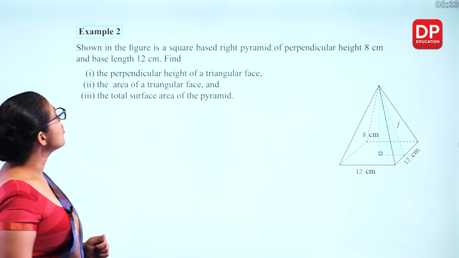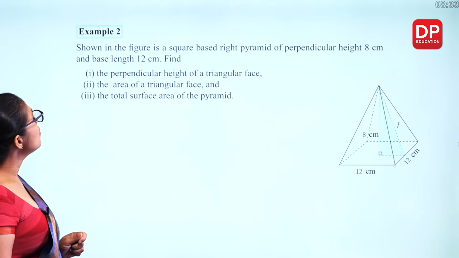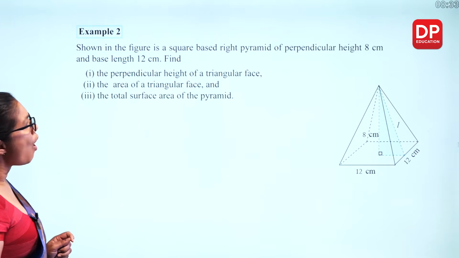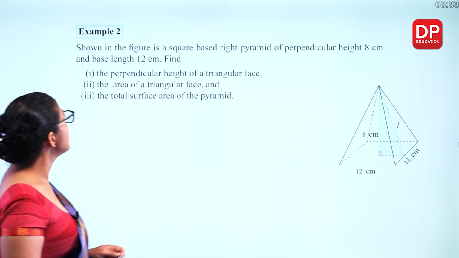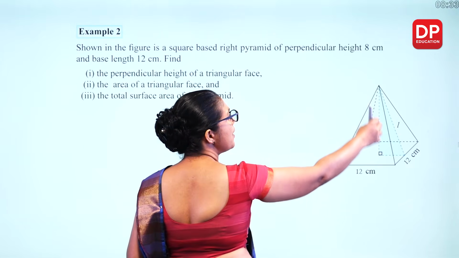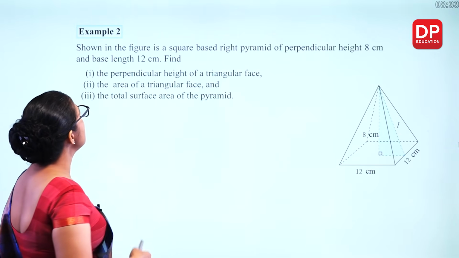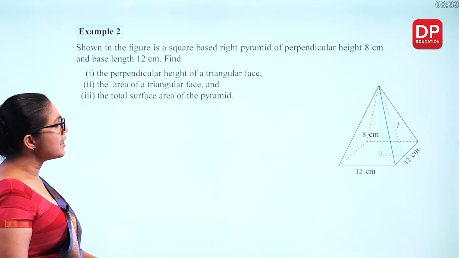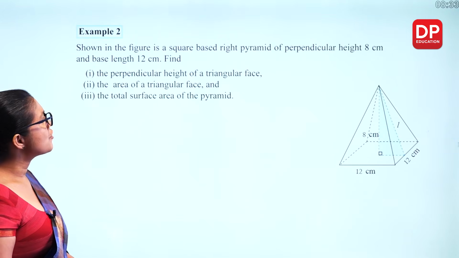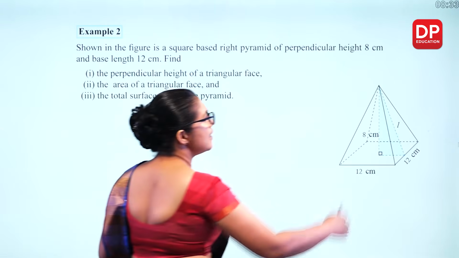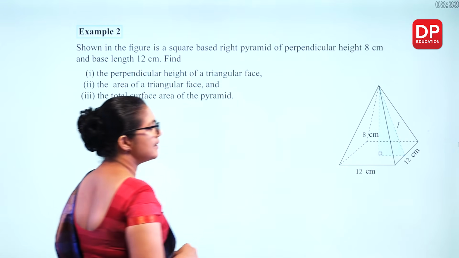Now we look at question number 2. Example 2. Shown in the figure is a square base right pyramid of perpendicular height 8 centimeters. So the perpendicular height of the pyramid is given as 8 centimeters and the base length is 12. Find the perpendicular height of a triangular face. So what's the letter we need to find? We need to find L.